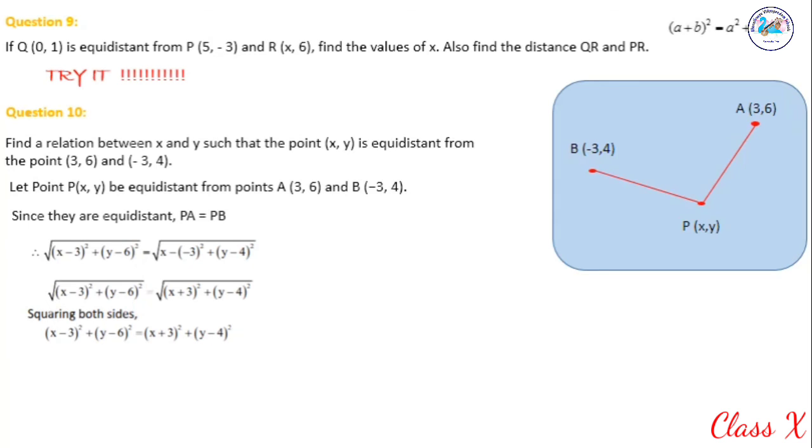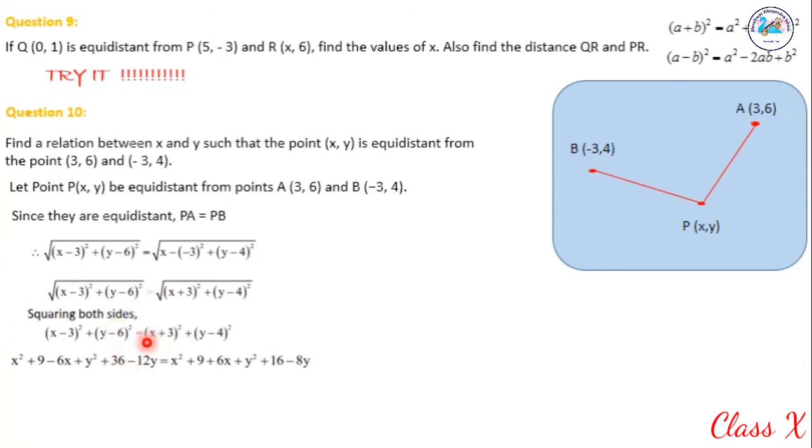Just to have a quick recall about a plus b the whole square, that is a square plus b square plus 2ab, and another here a minus b the whole square, that is a square plus b square minus 2ab. Apply it here. A minus b the whole square, that is a square is x square, 2ab, that is 2 into 3 into x is 6x, plus b square is 3 square, that is equal to 9. A minus b the whole square, a square is y square, then here 2ab, that is 2 into 6 is 12y, plus 6 square is 36.